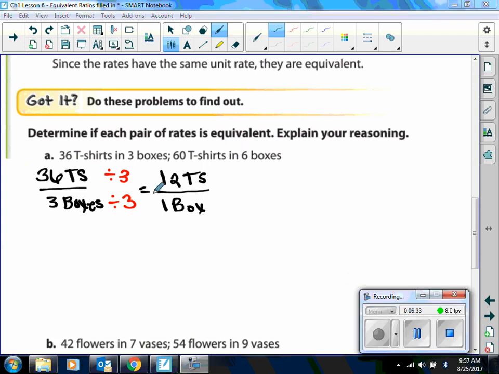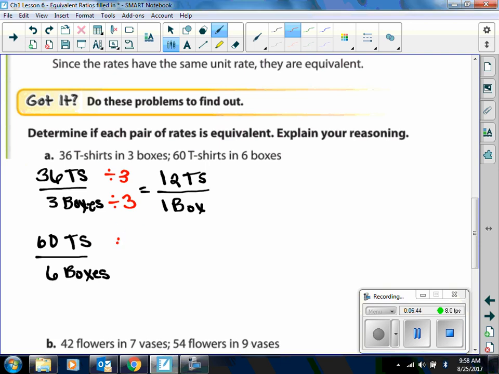The second rate that we have is 60 t-shirts in 6 boxes. So how am I going to change that to a unit rate? Divide by 6. Very good. We'll divide by 6 here, and we'll divide by 6 there, and that gives me, very good, 10 t-shirts in 1 box.